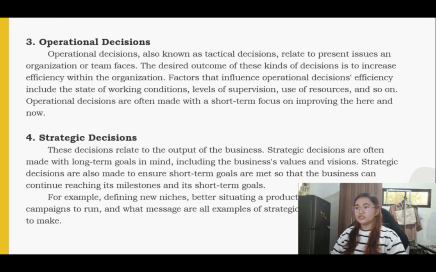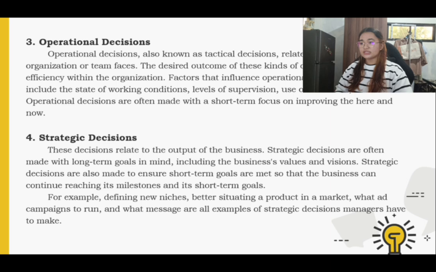Fourth is strategic decisions. These decisions relate to the output of the business. Strategic decisions are often made with long-term goals in mind, including the business values and visions. Strategic decisions are also made to ensure short-term goals are met so that the business can continue reaching its milestones. For example, defining new niches, better situating a product in a market, what ad campaign to run, and what message to send are all examples of strategic decisions managers have to make.